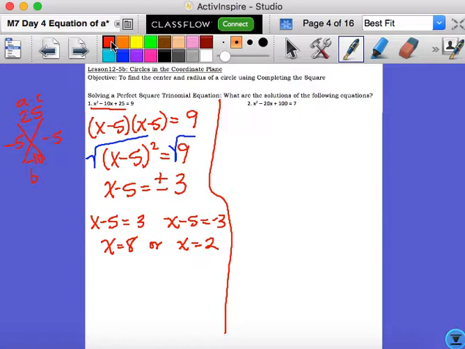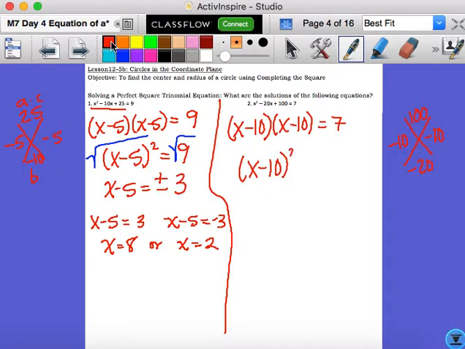So on the left side of this equation here, we have 100 as our a times c value and negative 20 as our b value. So negative 10 and negative 10 are our two factorable solutions. So x minus 10 times x minus 10 would equal 7. And x minus 10 squared equals 7.